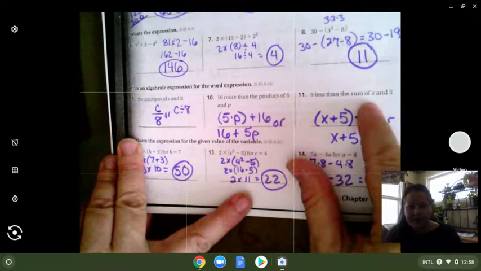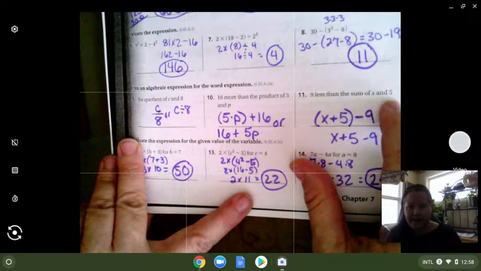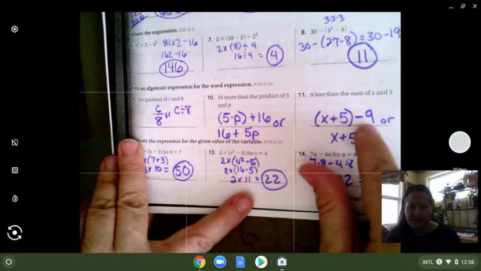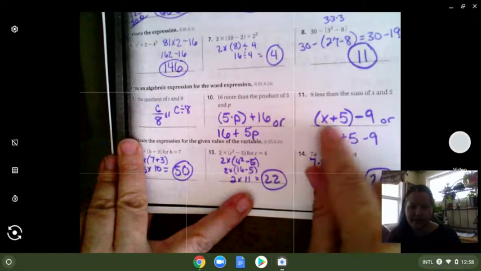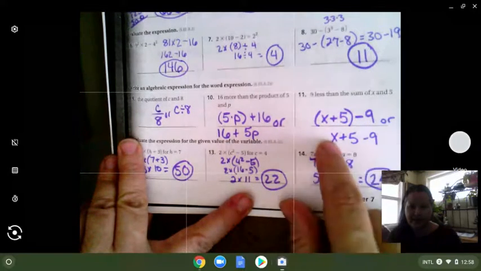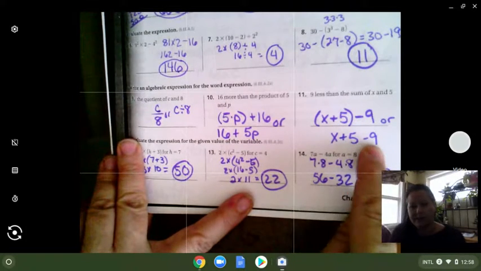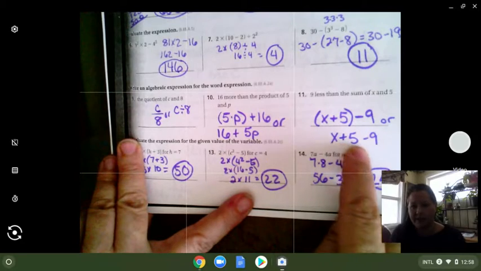We have 9 less than the sum of x and 5. So we have the sum of x and 5 and 9 less than that. And the subtraction does matter. So we need the sum first and then subtract second. You'll get the same answer if you go about it this way. X plus 5 minus 9.